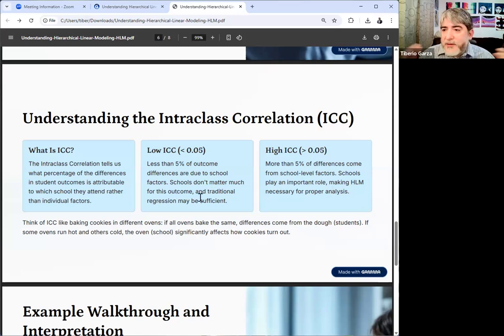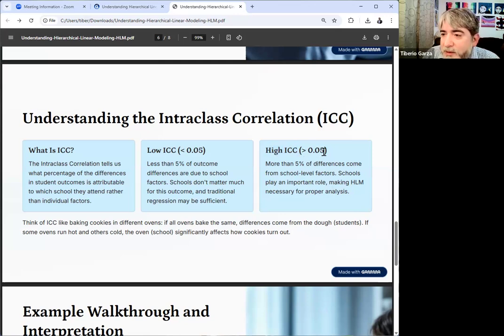That means schools are generally consistent, right? All the schools are working the same, and we might want that. But if the schools are not all working the same, if funding differences are influencing student outcomes, then that's when we want to use HLM. And we make that decision based on the ICC value.